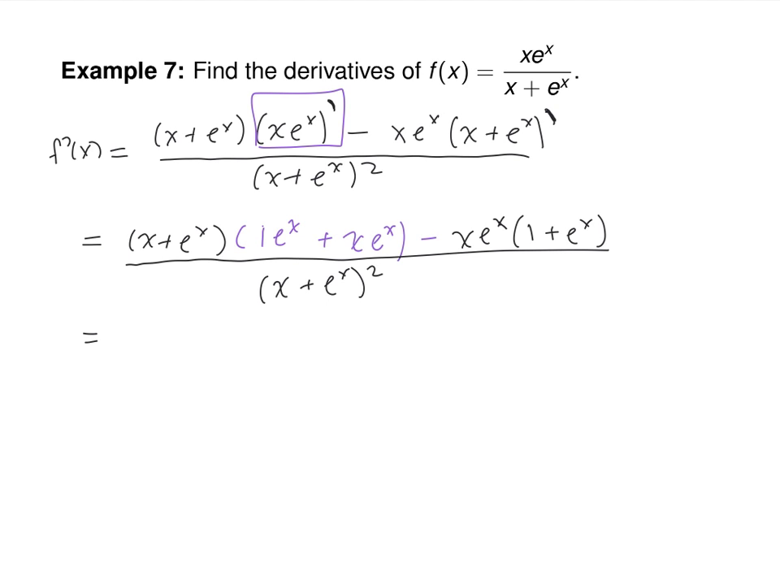I don't think I see any greatest common factors at all. So you have to multiply these things together. Okay, so let's just do the x first. x times e to the x will be x e to the x, and then x times x e to the x is x squared e to the x. What is e to the x times e to the x? Plus x e to the 2x. And then minus x e to the x minus x e to the 2x.